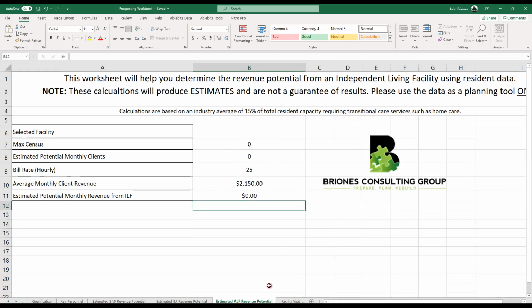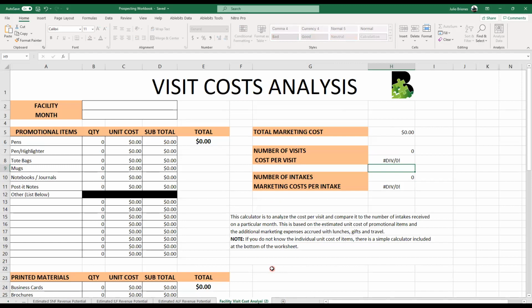Next, we will move on to assisted living facility. If you are prospecting an assisted living facility, let's again go with a maximum census of 100. We are using the average of 15% of total residents requiring transitional care services such as home care, and this facility will be worth approximately $32,250. Once again, these are estimates and do not guarantee results, and in no way do we guarantee any sort of revenue. The final portion of this tool is a facility cost analysis.